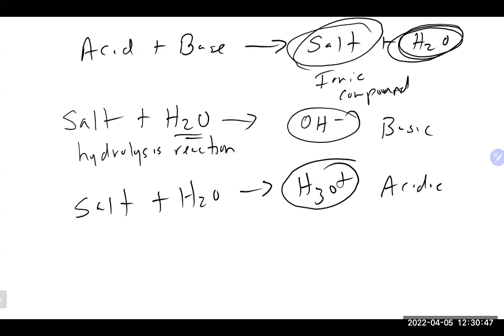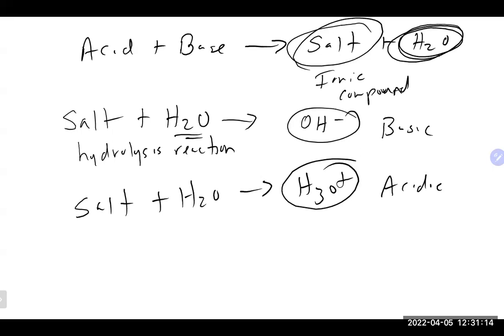So the answer is it is an opposite relationship. If something comes from a strong acid or strong base, its conjugate partner is relatively weak. And if something comes from a weak acid or a weak base, its conjugate partner is relatively strong. And that is a really important relationship to understand when we're talking about salts, that opposite relationship.